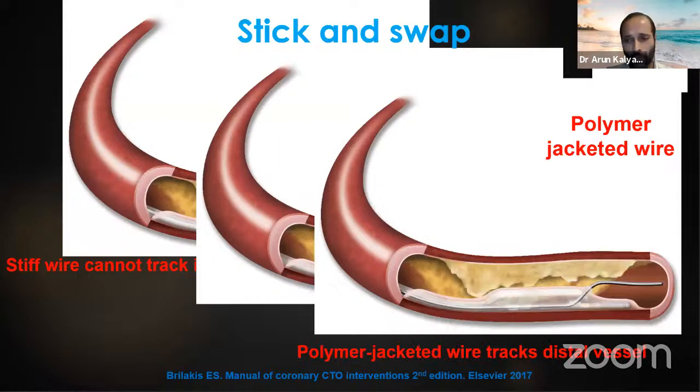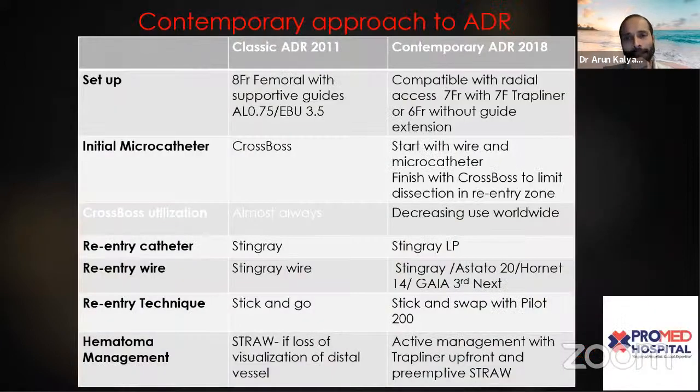Get the Stingray out, put in the polymer jacketed wire, and do it. What has changed in the last couple of years? One, we used to use mostly 8 French femoral in the US when we started off in 2011. I've mostly been in the APAC region. There's a big hesitation to use 8 French guides. So many times it's 7 or even 6 French guides that we use these days.